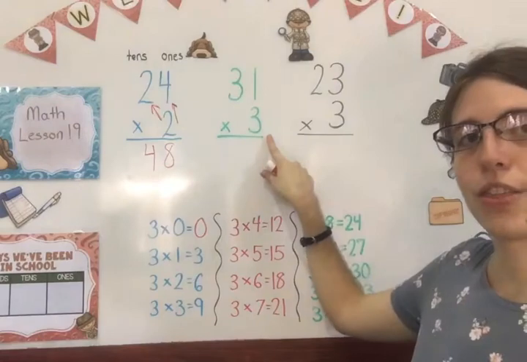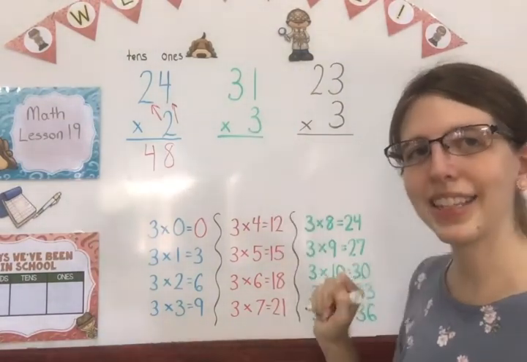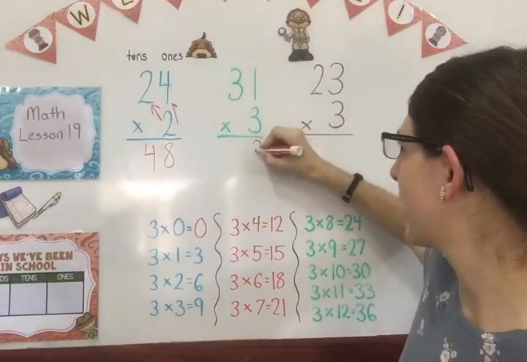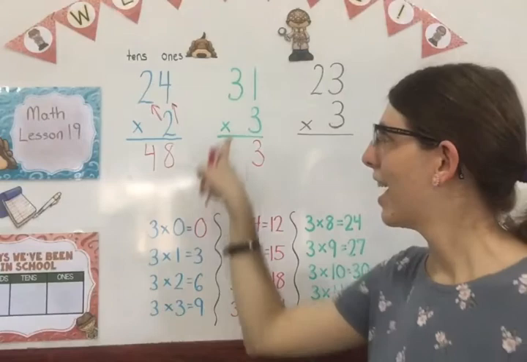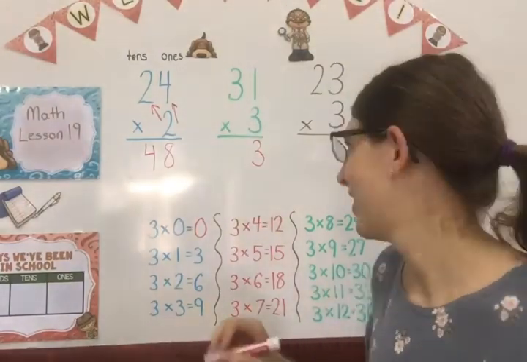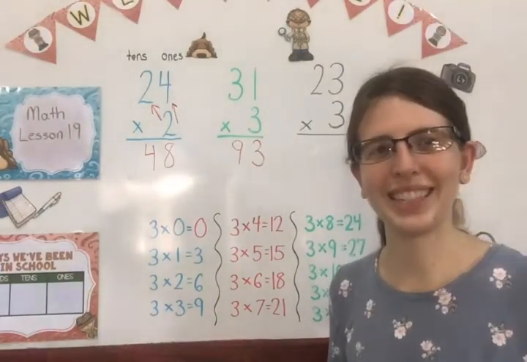So let's start with 3 times 1. 3 times 1 is 3. Very good. So we put our 3 here in the ones place. Now, 3 times 3 is 9. Very good. And we put our 9 in the tens place.